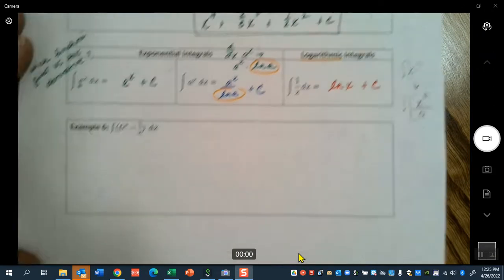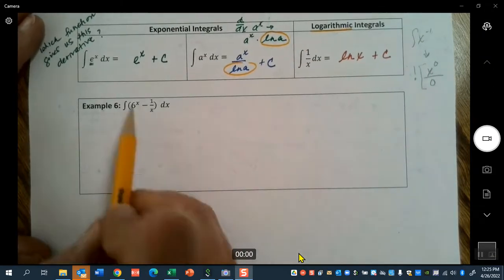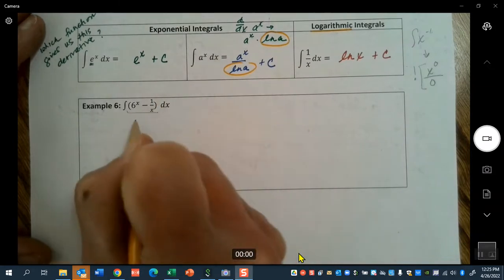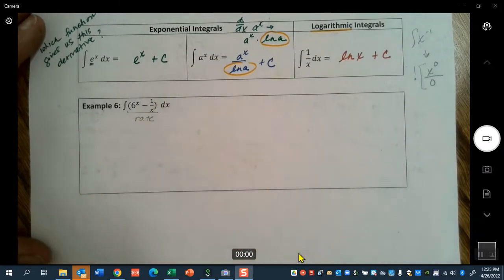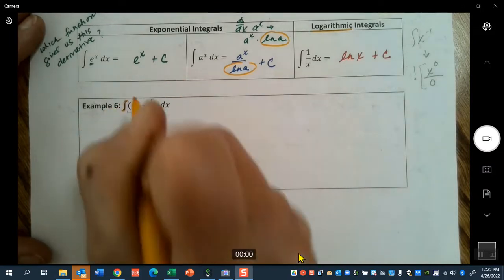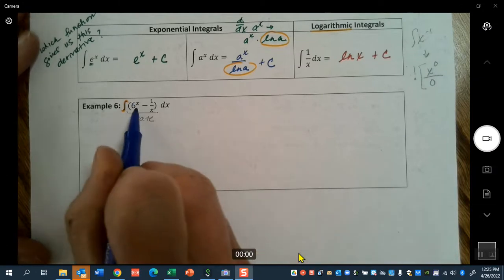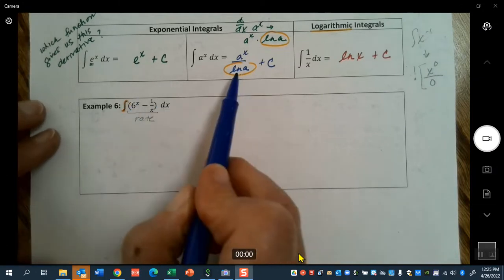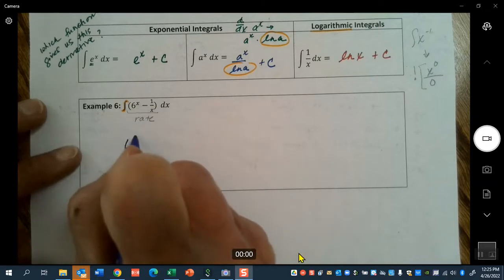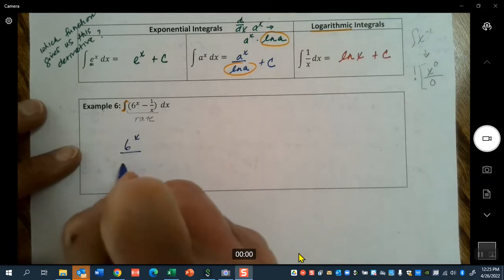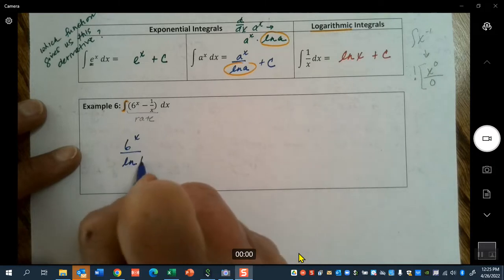All right, let's talk about example 6. If I want to find the original function of this rate of change, and I want an equation that's going to help me find the area under the whole curve without any lower or upper boundaries, I'm just going to find the general rule for this indefinite integral. So I'll take it one piece at a time. If I have 6 to the x, I can come up here and recognize that that came from 6 to the x over the natural log of 6.